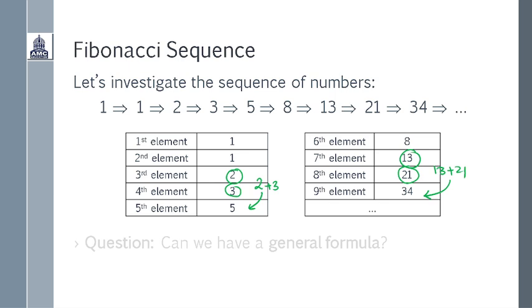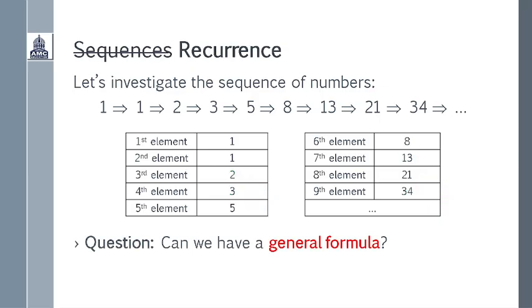Now, the question here is, as a mathematician and as a computer scientist, can we have a general formula? What do we mean by general formula? It means that we give as input a particular number n into a magic box, and what comes out is the nth element of this recurrence relation. So can we get a general formula here?